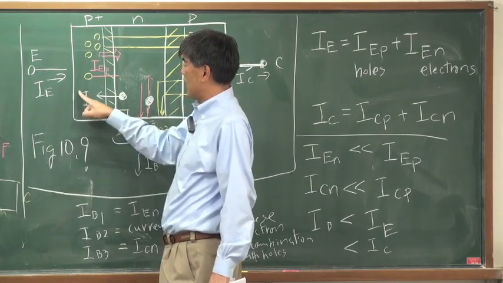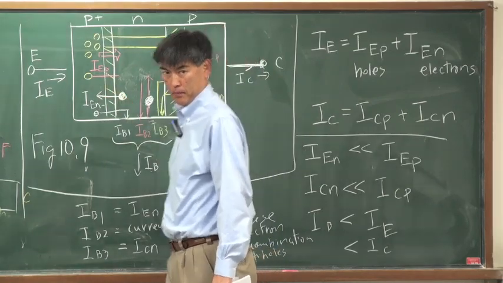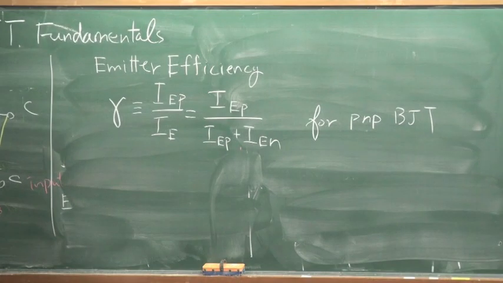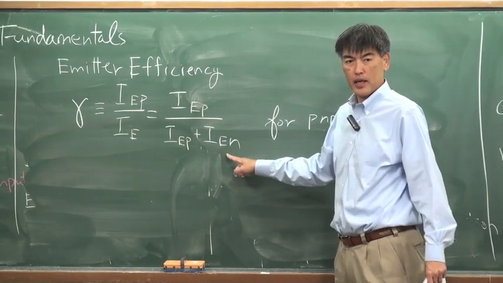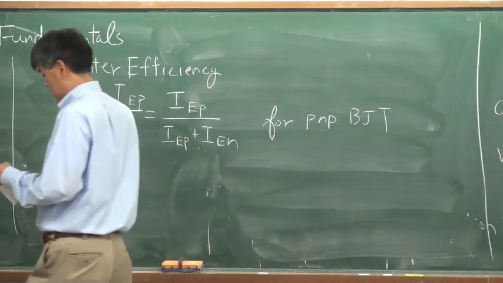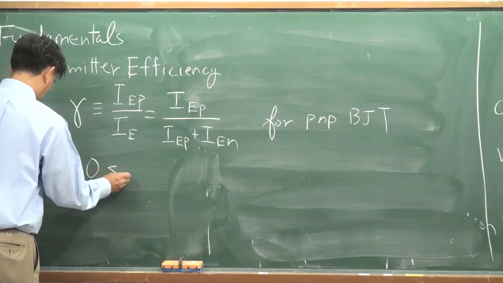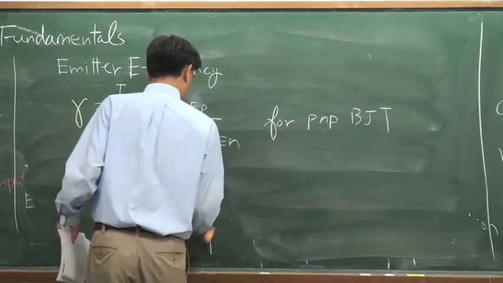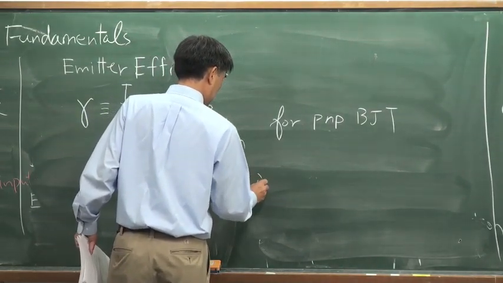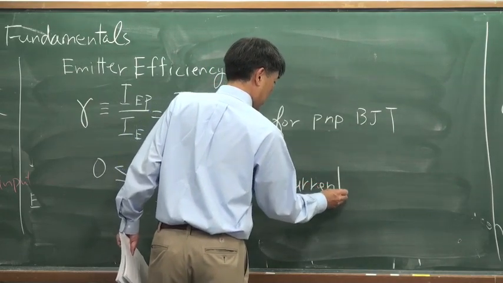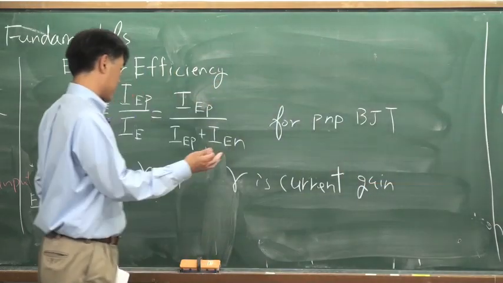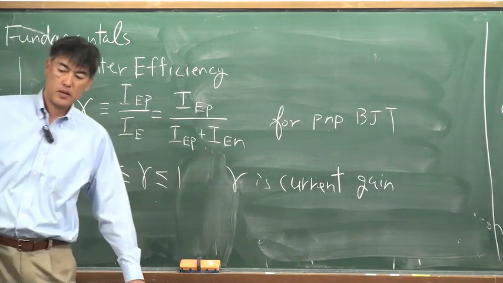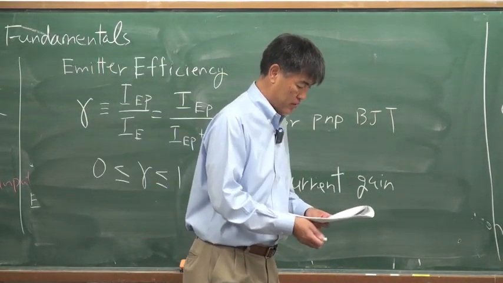So it's efficiency. We input IE, and we want to know how much of that will actually become IEP. And that's given by this efficiency. And of course, IE is the sum of IEP and IEN. So this is obviously between zero and one, gamma less than or equal to one. And of course, gamma is current gain. So the larger the gamma, the larger the current gain. And so it can be maximized when this actually becomes one. Largest gain is obtained when this becomes one. Okay?